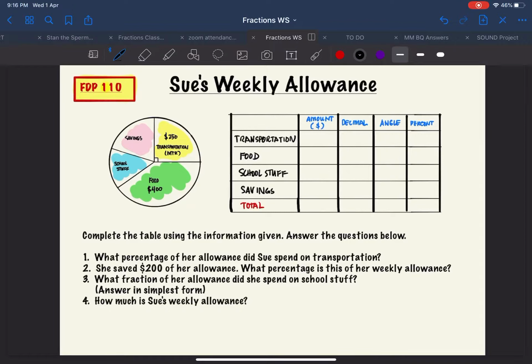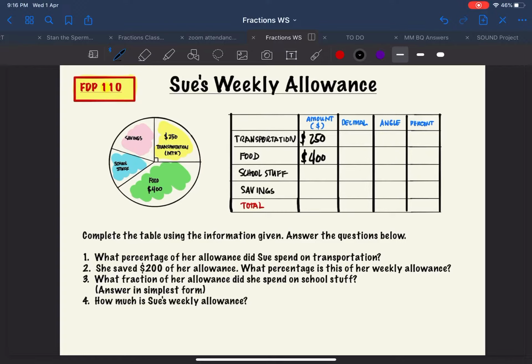So let's examine this. We know food is $400. Okay, so I can put in food over here. What else do we know? We also know that transportation, okay, Sue spends $250 a week in transportation. Okay, and what else? We can't solve anything for this one because a lot of information is missing.